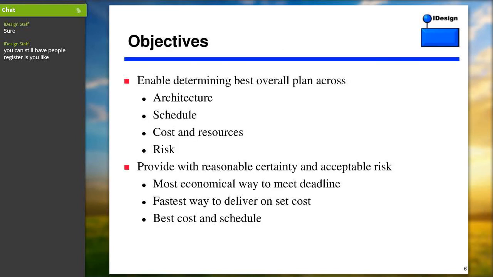What you want to do in project design is say, okay, what is the overall best plan that balances the architecture, the schedule, the cost, and the risk? And yes, absolutely, project design also affects the architecture. Sometimes the project design imposes certain risk on integration. You would say, well, this is too risky. Can I do something in the architecture to reduce it? Project design is not building a clock. You don't want to nail it down to the last nanosecond, but within reasonable certainty and acceptable risk, you want to see what's the cheapest way of building this system, what's the fastest way of building this system, what is the best approach, and so on.